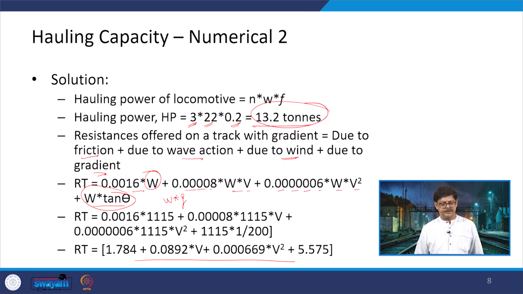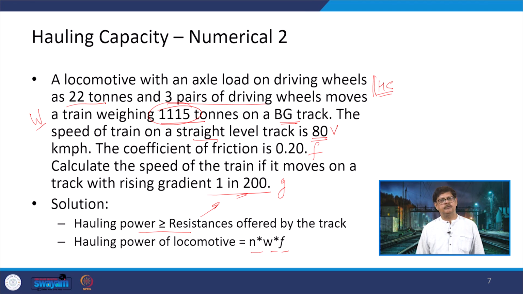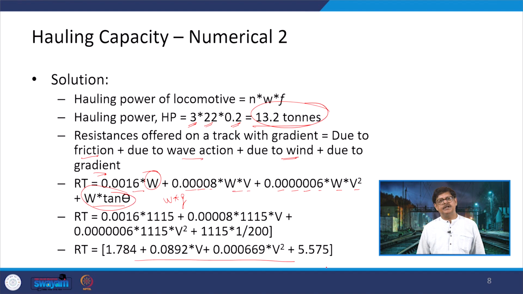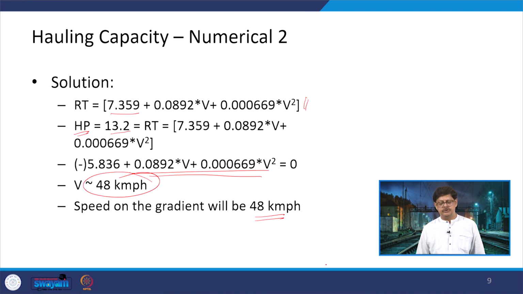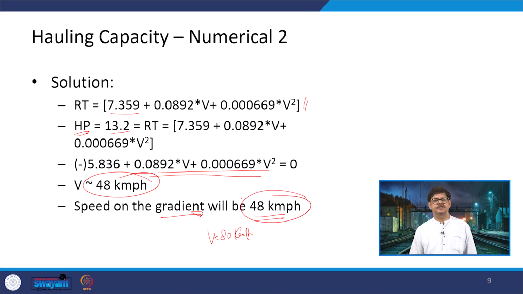If I compare this with the previous numerical, the only information which has changed is the gradient. In the previous numerical the value was 80 kilometers per hour. So, if a train was moving at a speed of 80 kilometers per hour, when we go to a gradient it reduces to 48 kilometers per hour for the same given conditions. That means there is a big reduction of 32 kilometers per hour here.